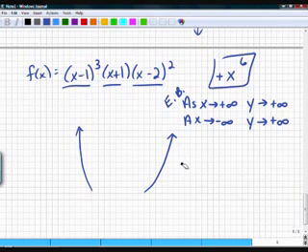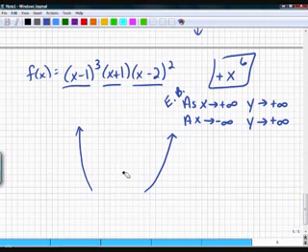Now what it does in between, I don't know. Since it's x to the 6th, it might come up, down, and do something like that. But it'll have at most 5 minimums and maximums, which is 1, 2, 3, 4, 5. That's at most. It doesn't have to do that, but it might.